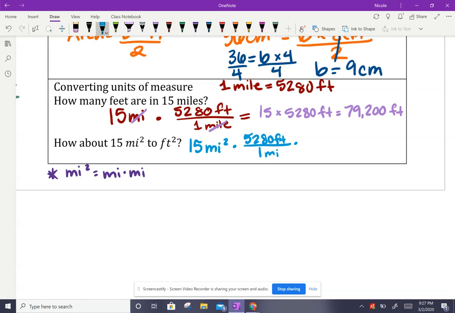And so if I can do miles squared and break that down to mile and mile, I'm going to write another 5,280 feet over 1 mile. So now my miles squared on the top gets canceled out with miles over and miles. So both the lower 2 miles get canceled out. And we're left with 15 times 5,280 times 5,280. This is going to be a really large number.